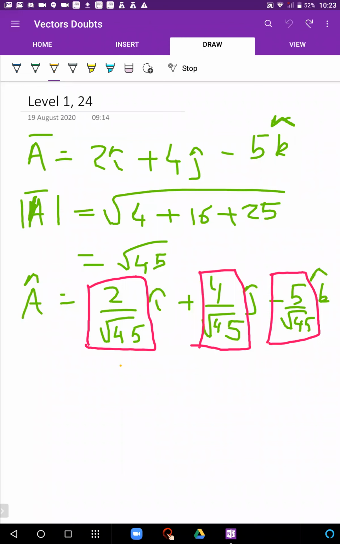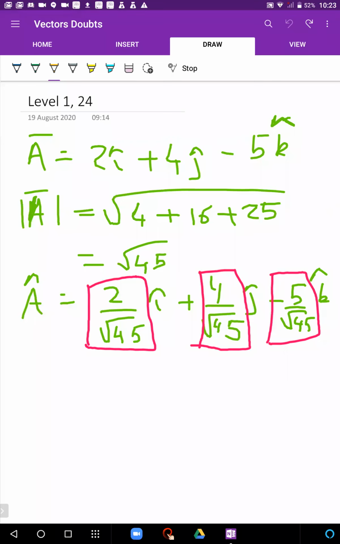the coefficients of I, J, and K, the individual X, Y, Z components that you see, those are your direction cosines. Okay, so 2 by root 45, 4 by root 45, and with the sign minus 5 by root 45, those are your direction cosines. Okay, direction cosines can be positive or negative, because cos of angles from 0 to 180 can be positive if it's acute, can be negative if it's obtuse.